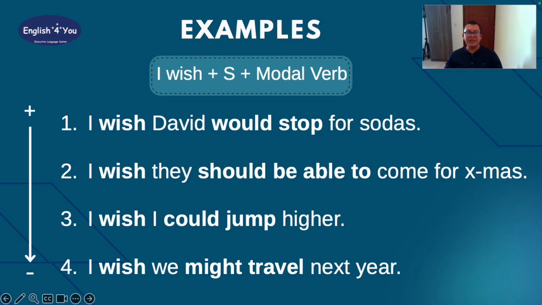I wish David would stop for sodas. You got it, guys? The structure is pretty much the same. I wish. Then you need a subject. In this case, my subject is David. And the modal verb with the verb, of course. So my modal verb is would. I wish David would stop for sodas.